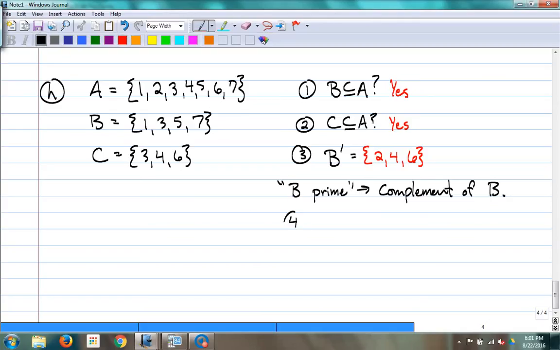Okay? What about C prime? C is 3, 4, and 6. So the complement is 1, 2, 5, and 7. Good job. Not too bad, right? Not too bad.